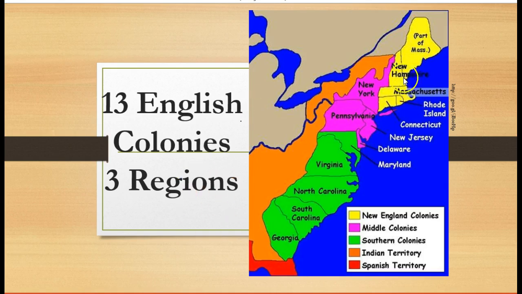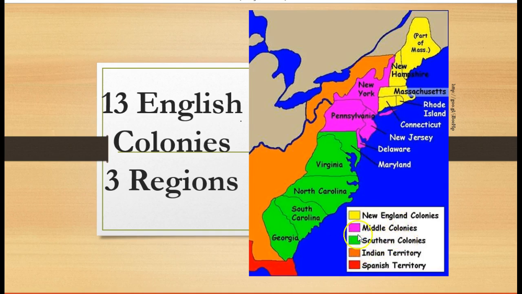You had the region of New England up here with Massachusetts, New Hampshire, Rhode Island, and Connecticut. You also had the middle colonies, which were New York, Pennsylvania, New Jersey, and Delaware, and then the southern colonies, which included Maryland, Virginia, North Carolina, South Carolina, and Georgia.